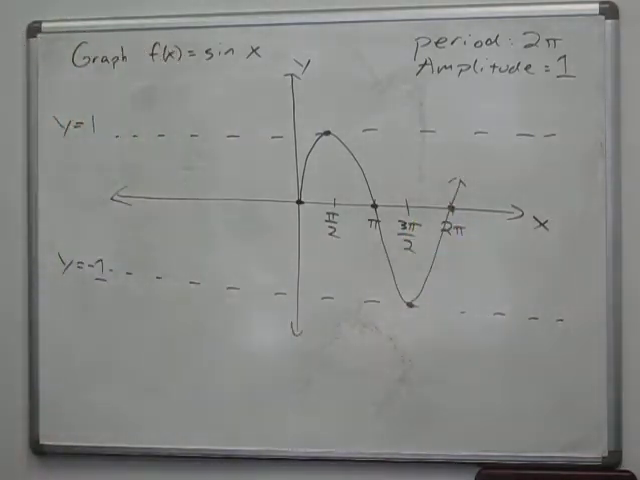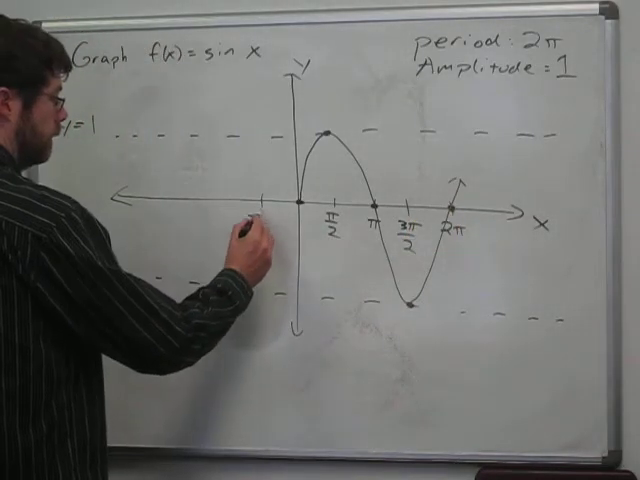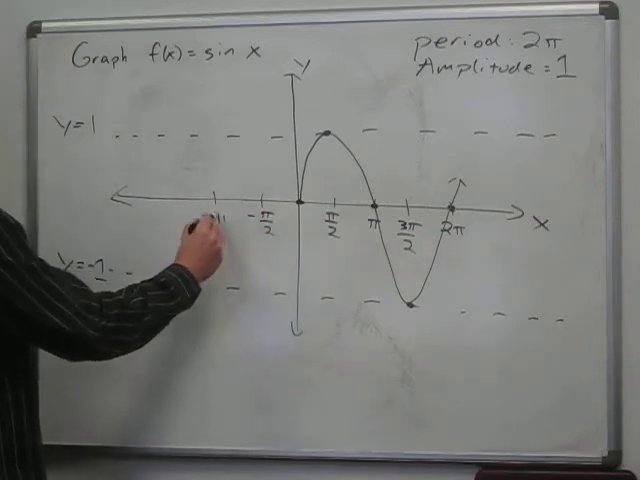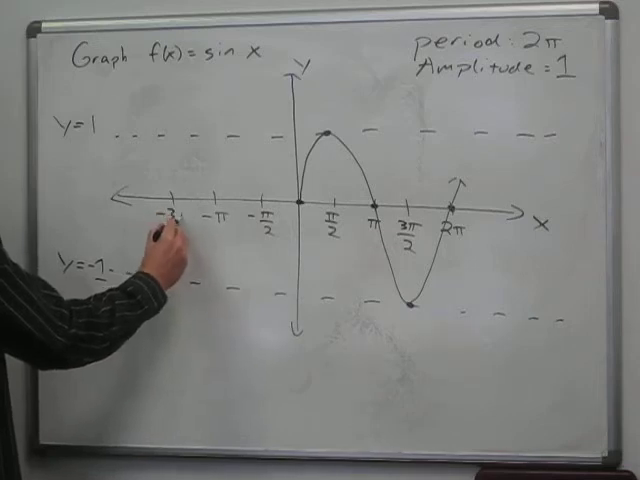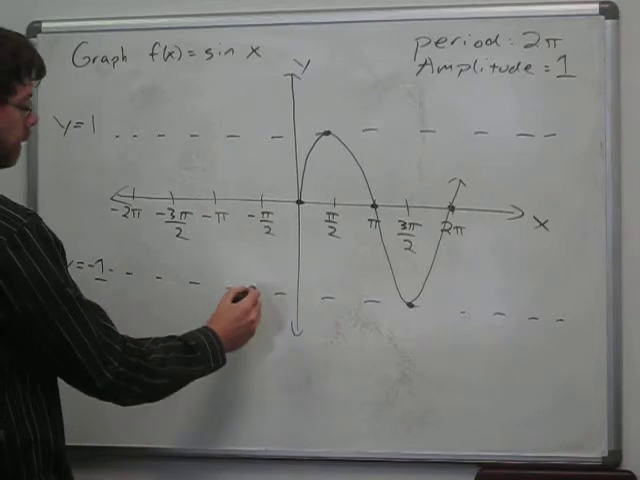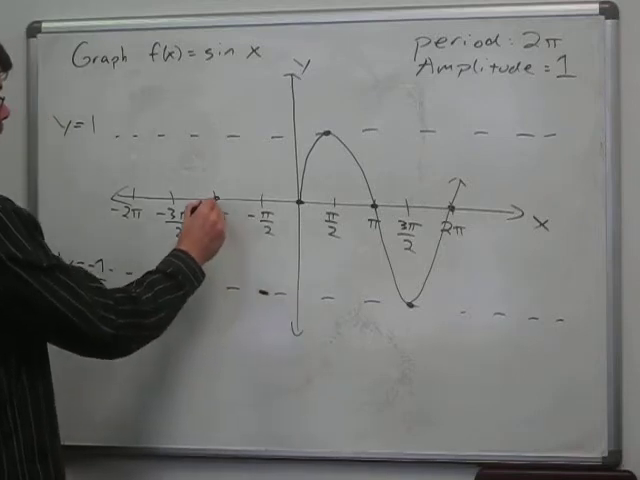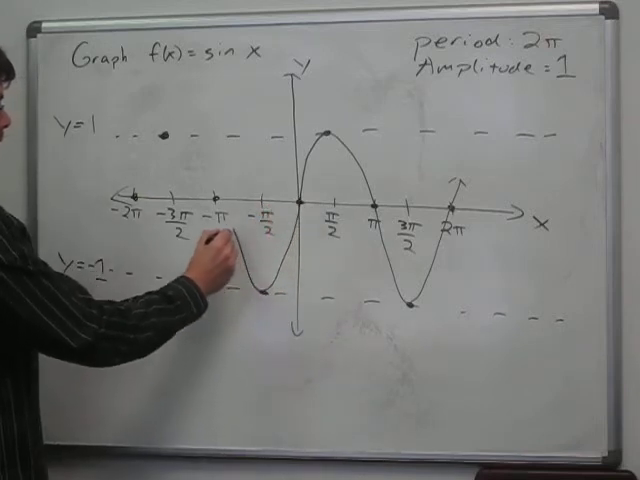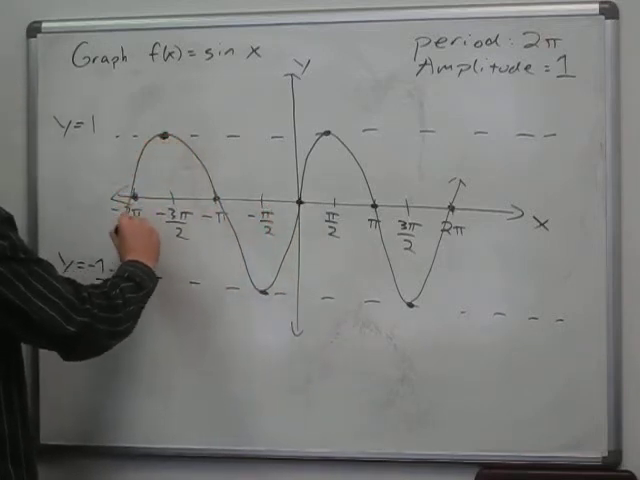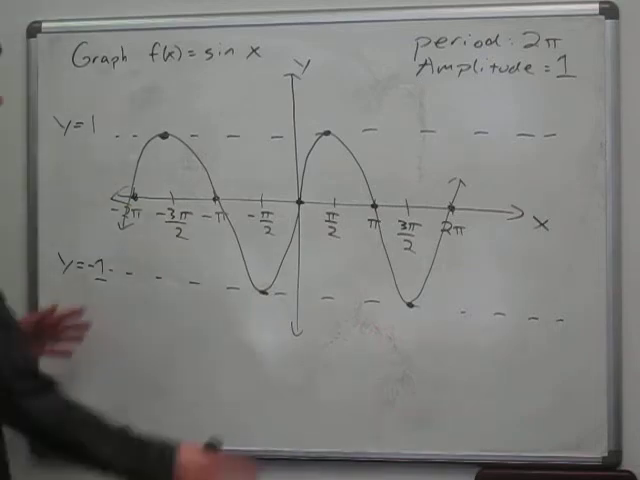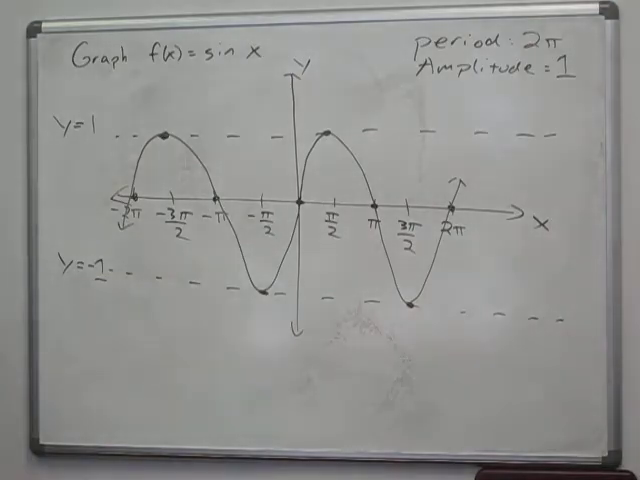Okay. And let's do the same thing on the left. So again, my quarters are pi over 2. So negative pi over 2, negative pi, negative 3 pi over 2, negative 2 pi, down to negative 1, 0, up, back down. Okay. So here's a graph of the sine of x. Of course, it continues to repeat in both directions.